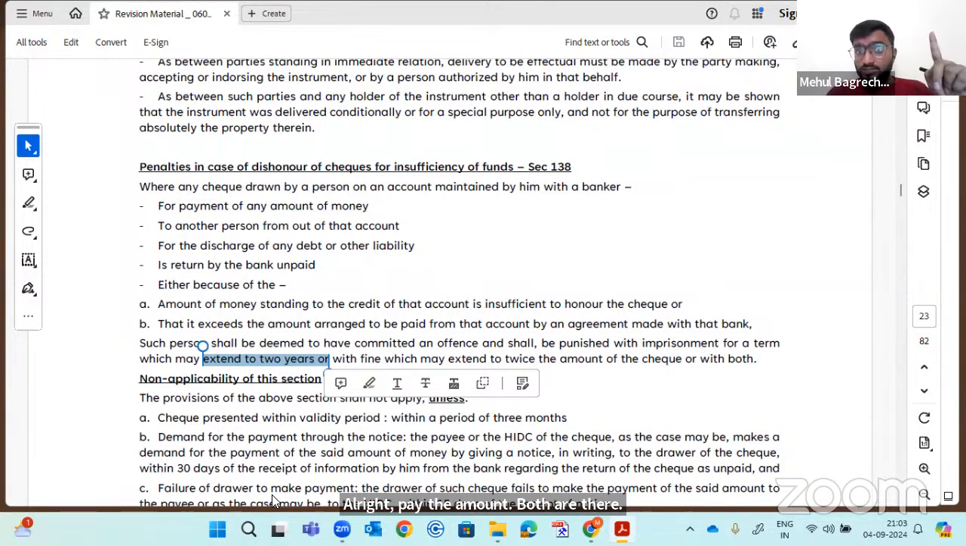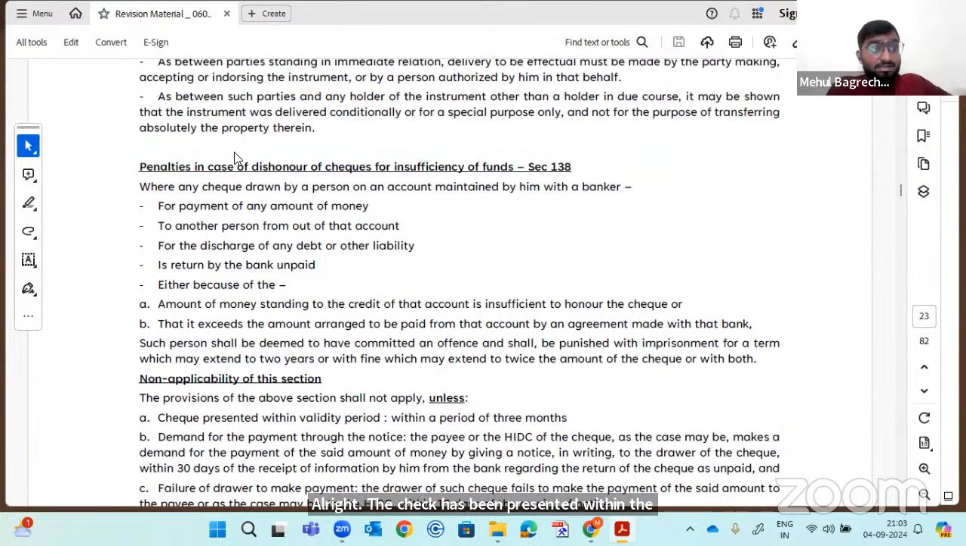But wait, Section 138 cannot go ahead if three conditions are not satisfied. All right. You will have to satisfy these three conditions. Only then a penalty will be levied, or else you cannot levy a penalty. What are these three conditions? First one: the check has been presented within the validity period. If you have given a check to me and I didn't go to the banker and present it within the time, can I file a case against you because of insufficiency of funds?